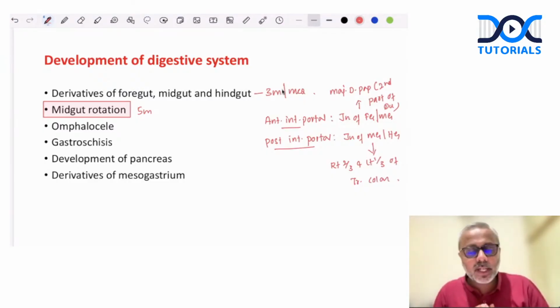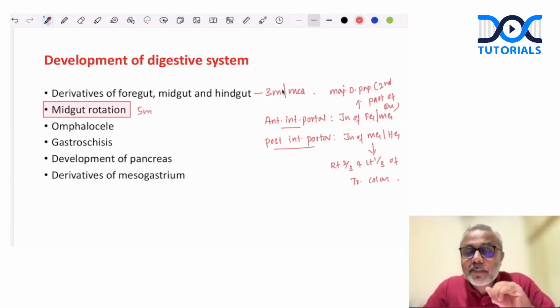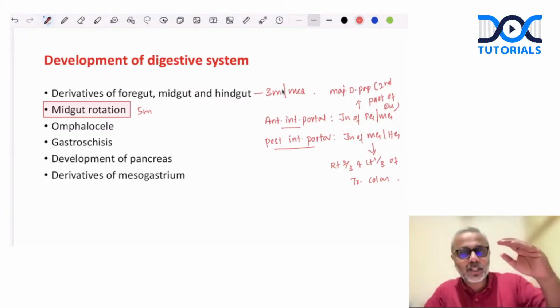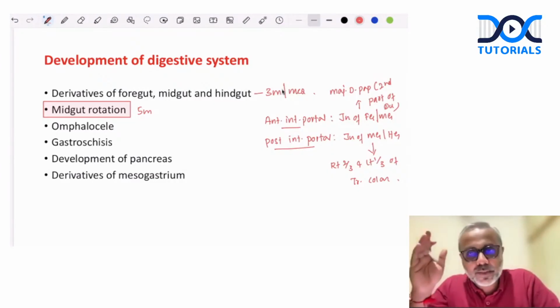This is very important in order to understand the developmental basis for the blood supply of the entire GIT. For example, above the major duodenal papilla, whatever structures you have, for example, the stomach, the first part of the duodenum and the upper half of the second part, these parts are supplied by the celiac trunk, which is the artery of the foregut. Midgut, when we talk, gives rise to the second part of the duodenum below the level of major duodenal papilla till right 2/3 of the transverse colon.